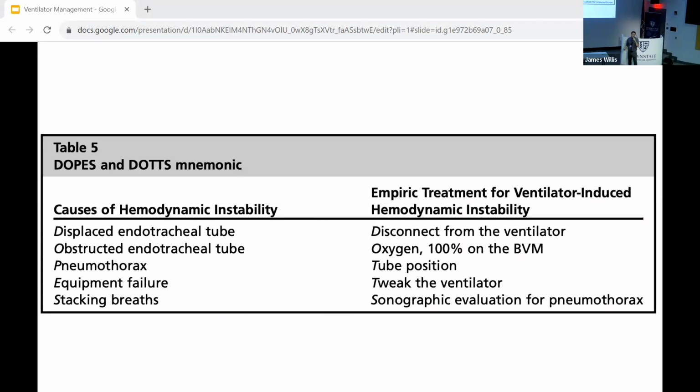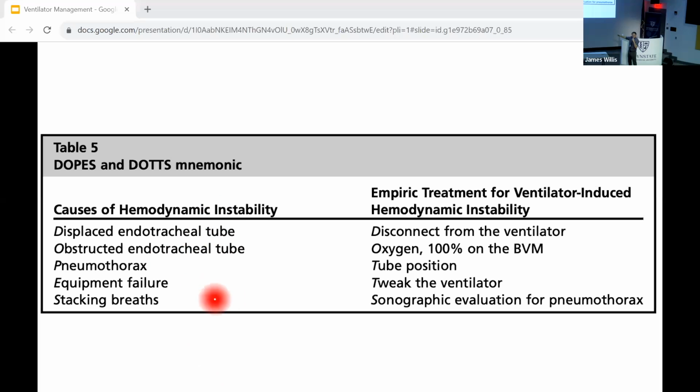DOPES and DOTS mnemonic. DOPES. Displaced endotracheal tube. This is why I'd like to see everyone on an end-tidal waveform capnogram when they're ventilated. Because if it looks like a good waveform, it's in the airway. The ET tube's there. So that helps you be reassured that it's in the airway. As a monitoring device, also look at the shape of the end-tidal. If it looks like a shark fin, bad asthma. But you already knew that.